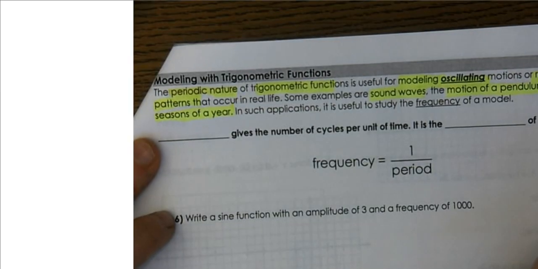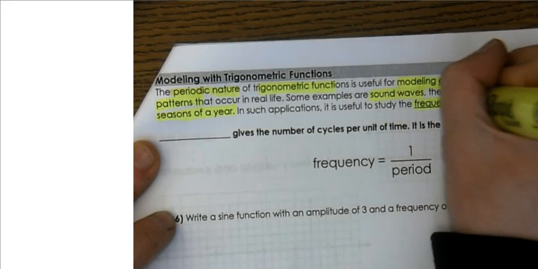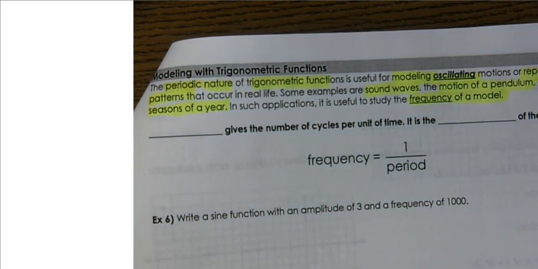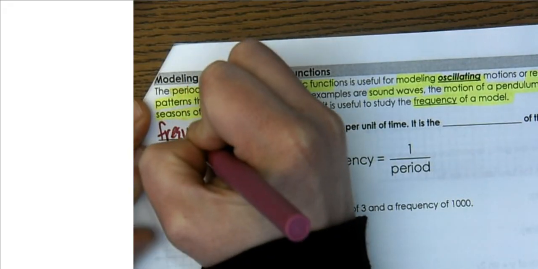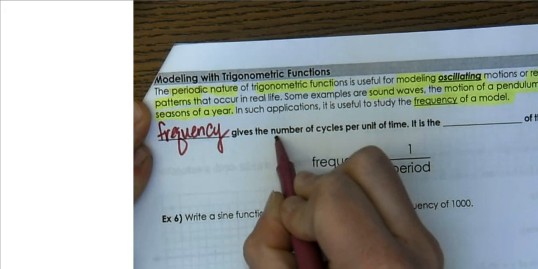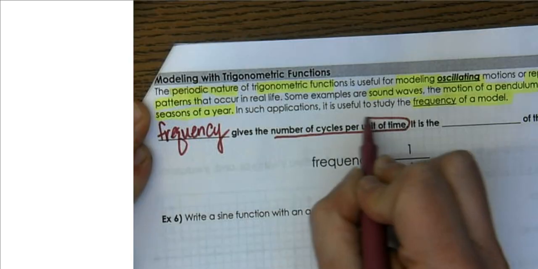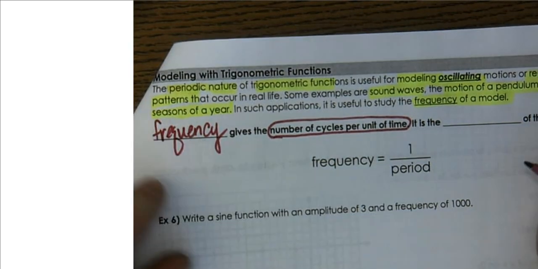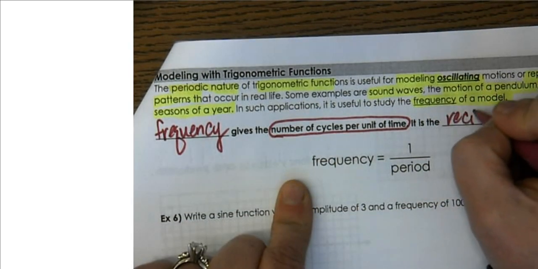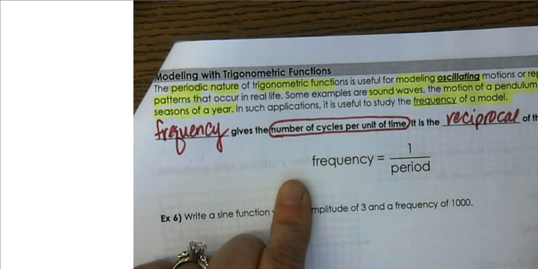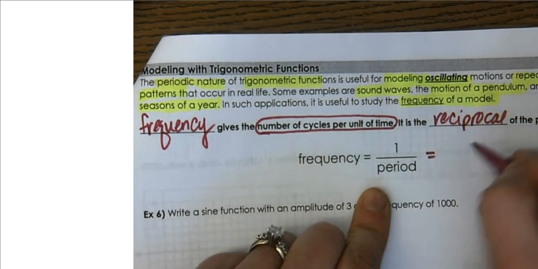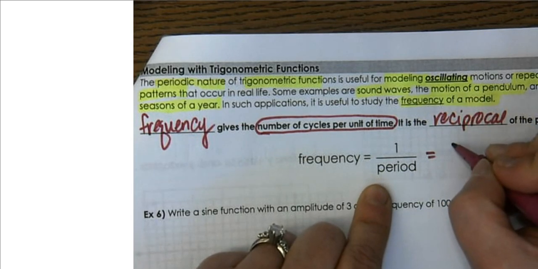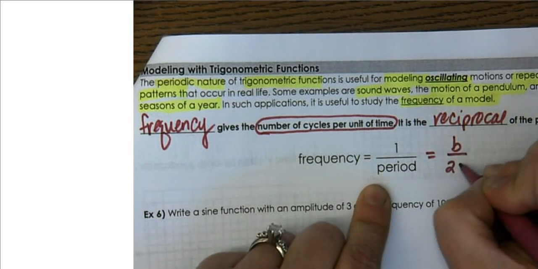In such applications, it is useful to study the frequency of a model. So what is frequency? Frequency gives the number of cycles per unit of time. It is the reciprocal of the period. So frequency is 1 over period, and if period is 2 pi over b, that means it's b divided by 2 pi.